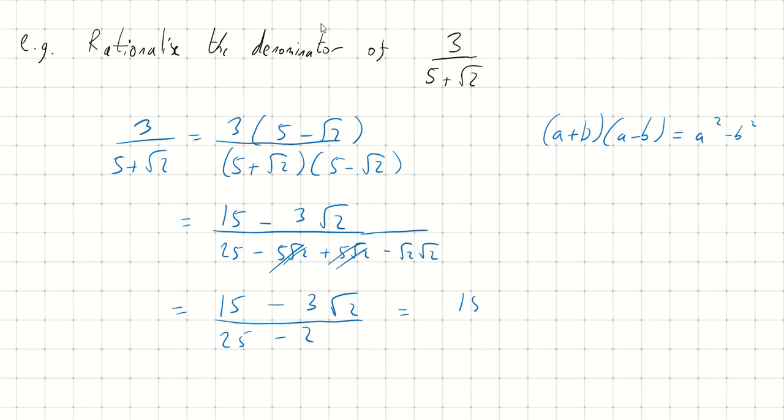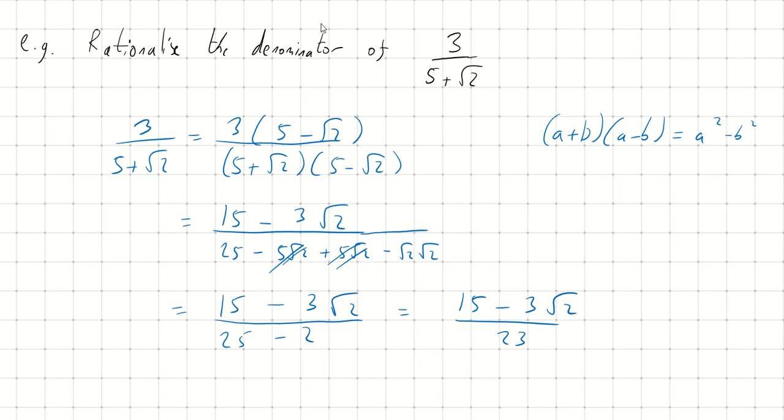And this then simplifies to 15 minus 3 root 2 over 25 minus 2, which is 23. And clearly we have now rationalised the denominator. And you see this difference of two squares thing with the 5 plus root 2, 5 minus root 2 simplifies quite a lot into 25 minus 2. That's 5 squared minus root 2 squared. And that's just the same as 23.